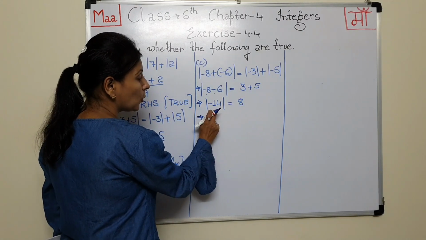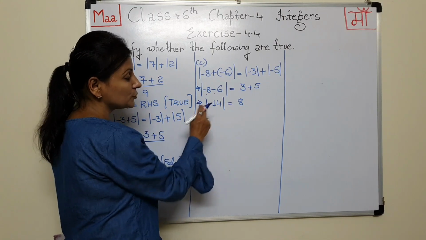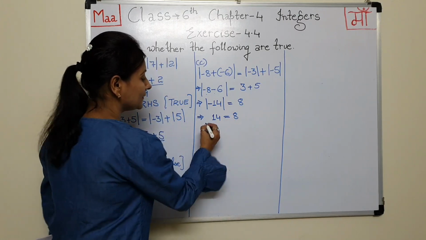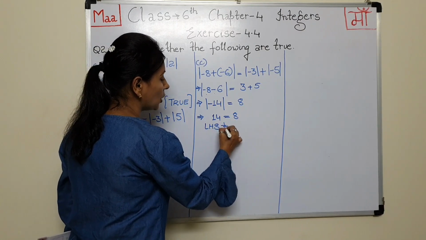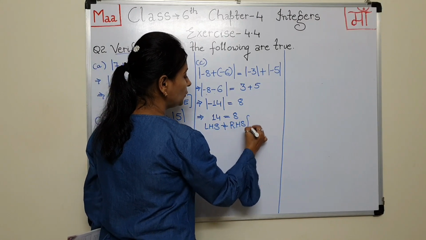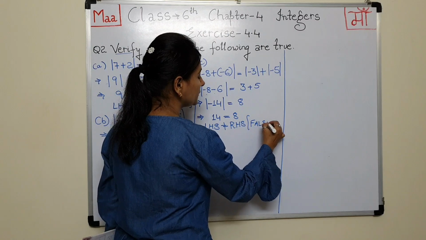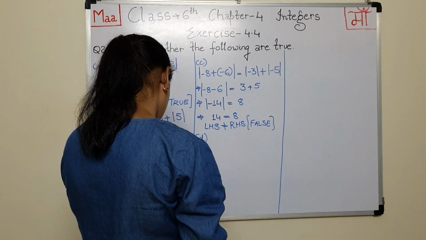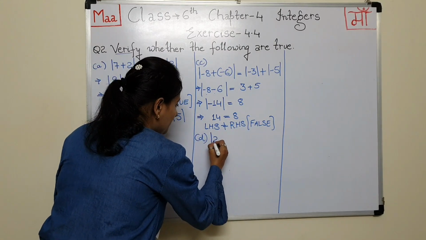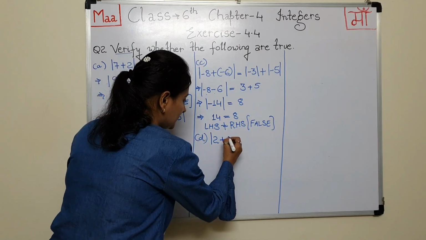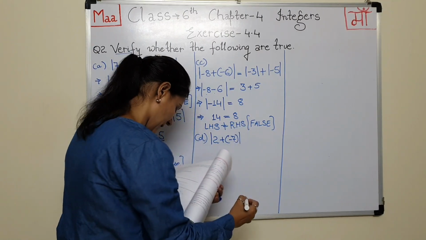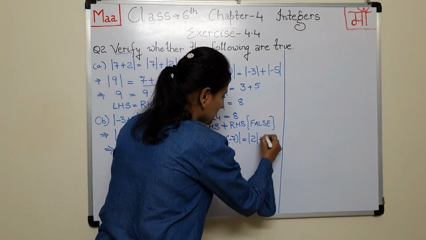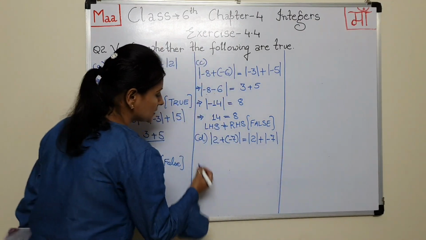Next step, when you will open this bar, that means when you will find the absolute value of minus 14, it will be what? It will be 14 and other side it is 8. That means here left hand side is not equal to right hand side. So the given part is what? It is false. It is not true. Now let us move on to next part, that is D part. It is in the bar 2 plus then in the bracket minus 7, close the bar. Other side, make the bar 2 inside the bar, then plus in the bar minus 7. So this is the question.